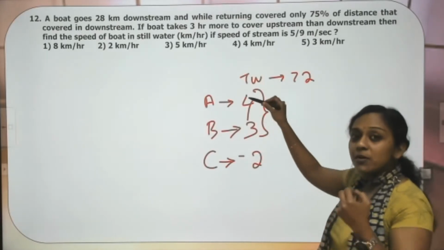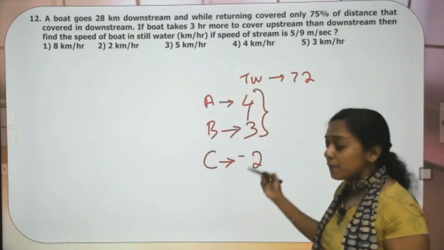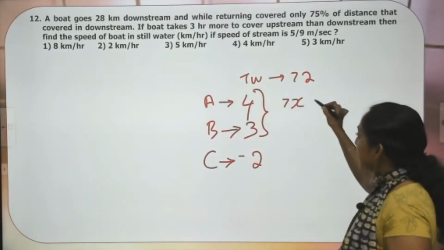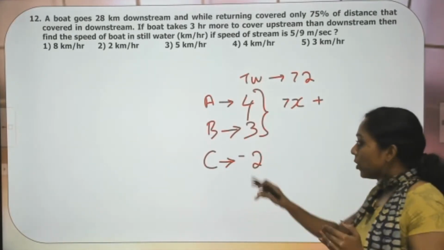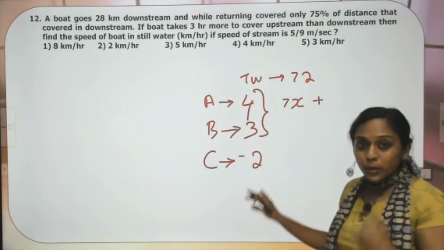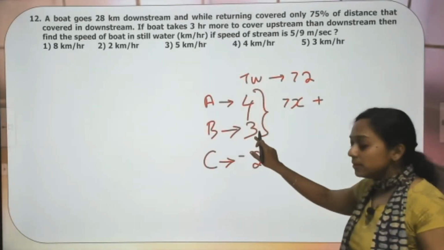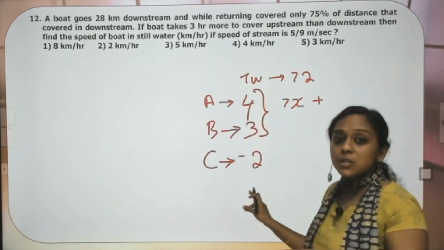So when A and B are working together, they worked with what efficiency? 4 plus 3, 7 efficiency. So with 7 efficiency they worked for x days, and after that all the three, A, B and C together worked. So when they are working together, A plus B is 7. Next, when you are adding the efficiency of C, that is -2. So 7 minus 2 is 5.